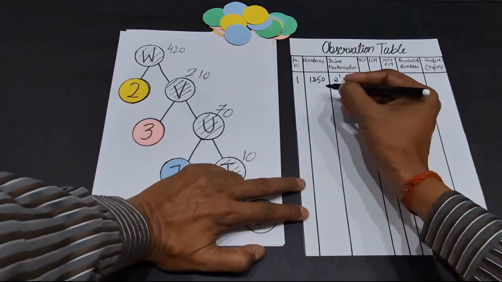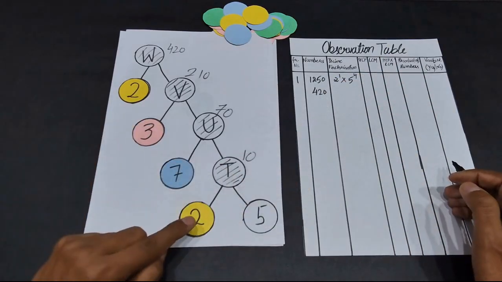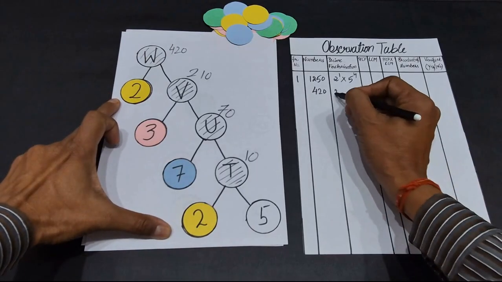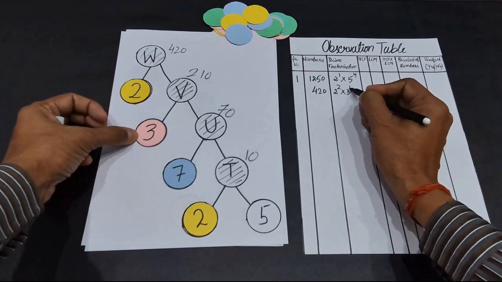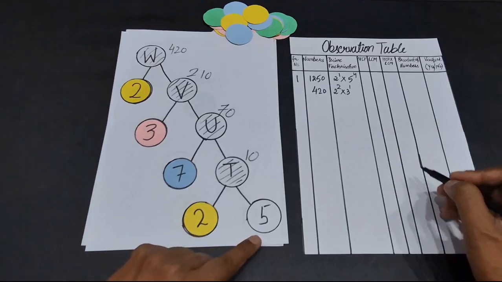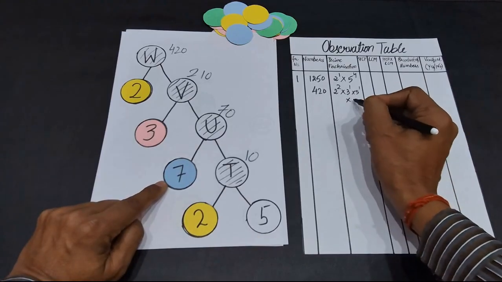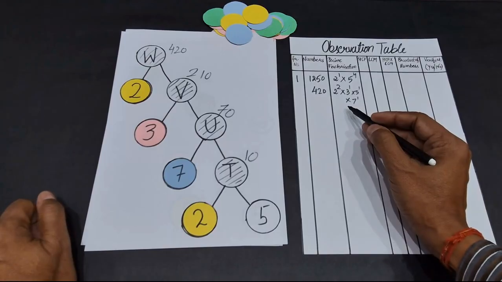So I'll have to record it here, 420, and write all the factors which I have obtained. How many 2's? There are 2 2's like this. How many 3's? There is only 1 3. How many 5's? I have only 1 5. And how many 7's? I have 1 7. So I have to write the exponential form of the factors like this.